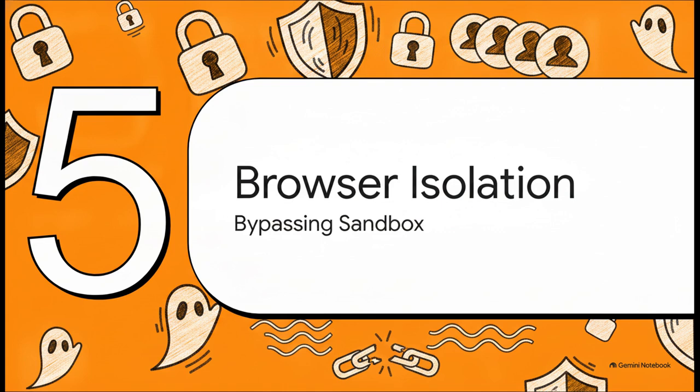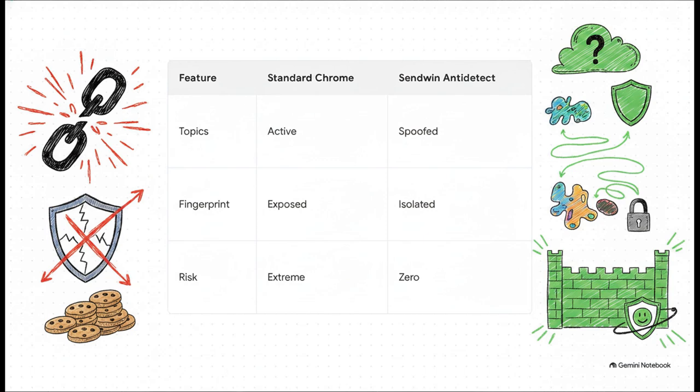Section 5. The browser isolation solution and bypassing the sandbox. Because of those lingering limitations, professionals who manage multiple accounts or demand strict privacy often turn to environmental isolation. Let's compare standard Chrome with the Sendwin anti-detect architecture mentioned in the source. Standard Chrome leaves your hardware signature totally exposed, which creates extreme cross-account correlation risk. But an isolated environment like Sendwin neutralizes this. It injects unique noise per profile, ensuring your Topics API is entirely spoofed or isolated, which results in zero cross-account linking.